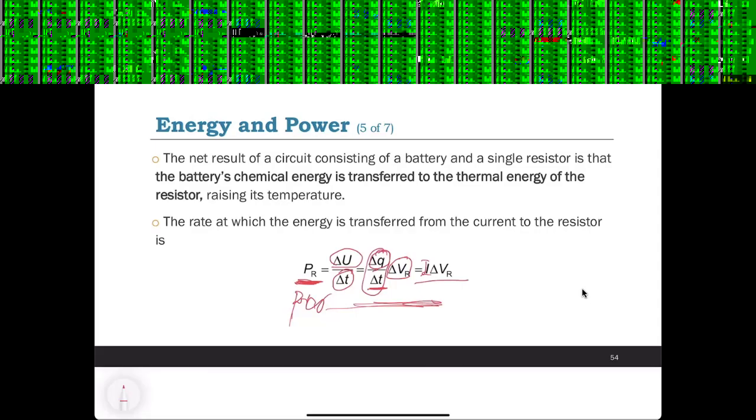So the power equals the current multiplied by the potential difference. We talked about this equation just now. The power equals this one, also equals this one, also equals this one. In a single resistor circuit, the current is the same in the battery and the resistor, like this one. This is just a single resistor, and the current is the same in the battery and the resistor.